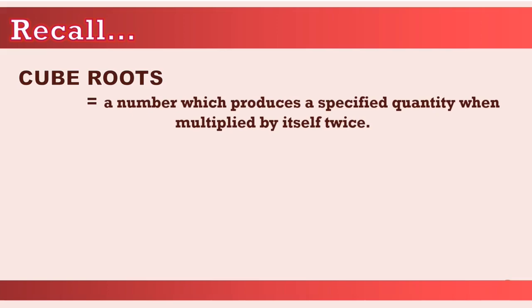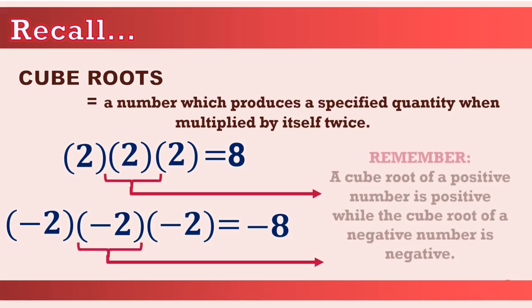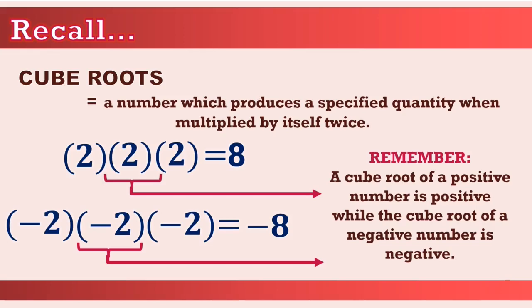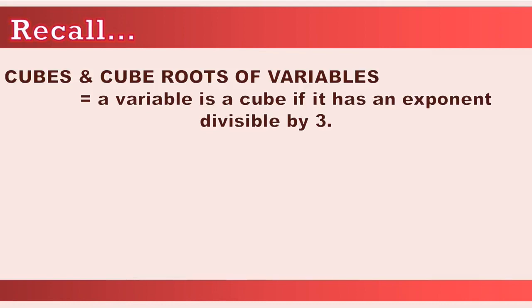Now how about cube roots? This is a number that produces a specified quantity when multiplied by itself twice. Just like what we had a while ago, 8 was a cube, and 2 here, as well as the negative 2, is what we call the cube root. The cube root of 8 is 2, and the cube root of negative 8 is negative 2. Remember that a cube root of a positive cube is positive, while the negative cube has a cube root of a negative number.